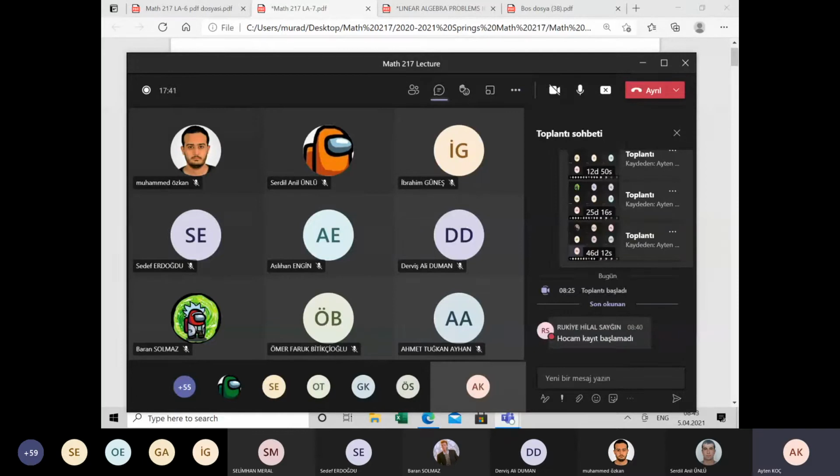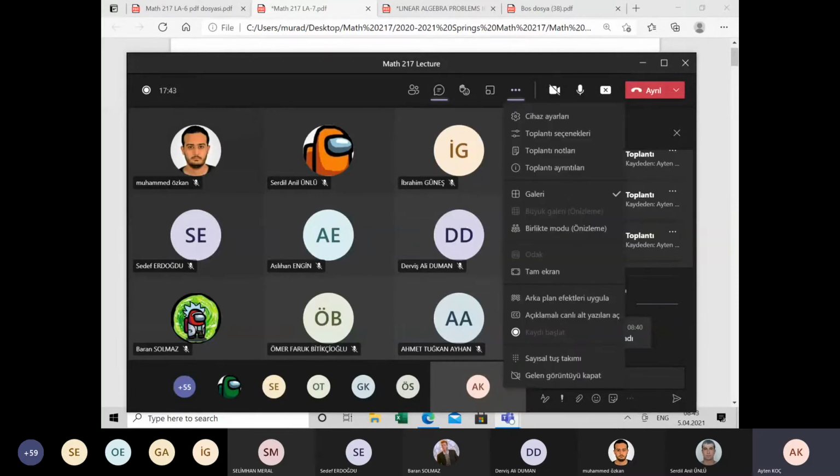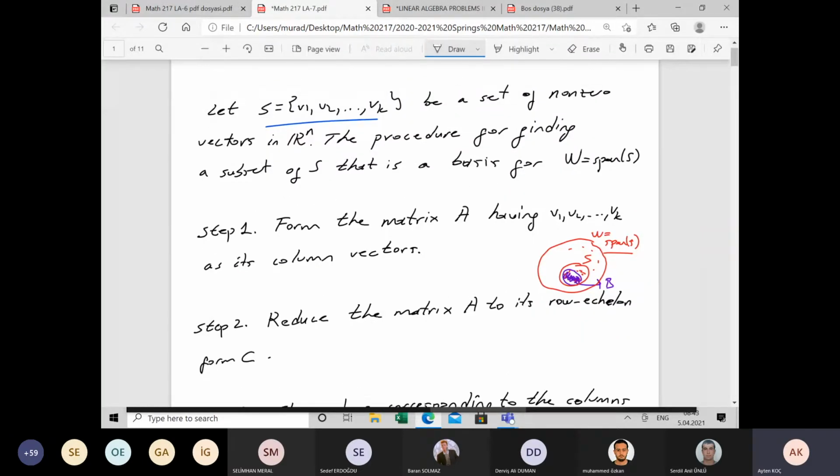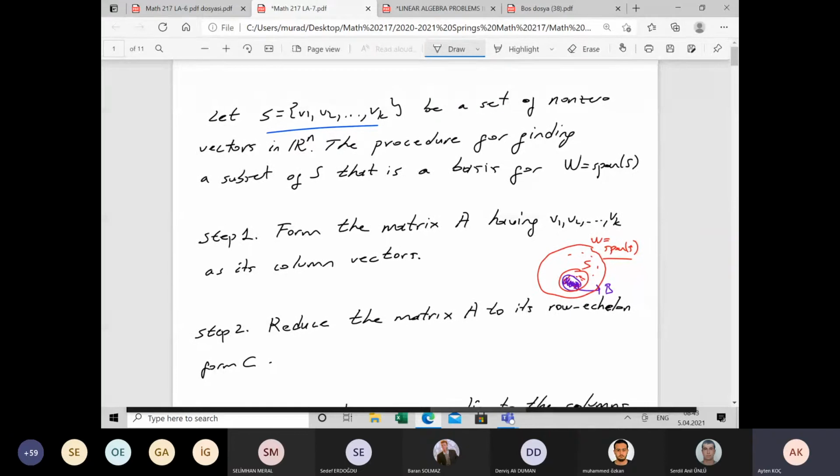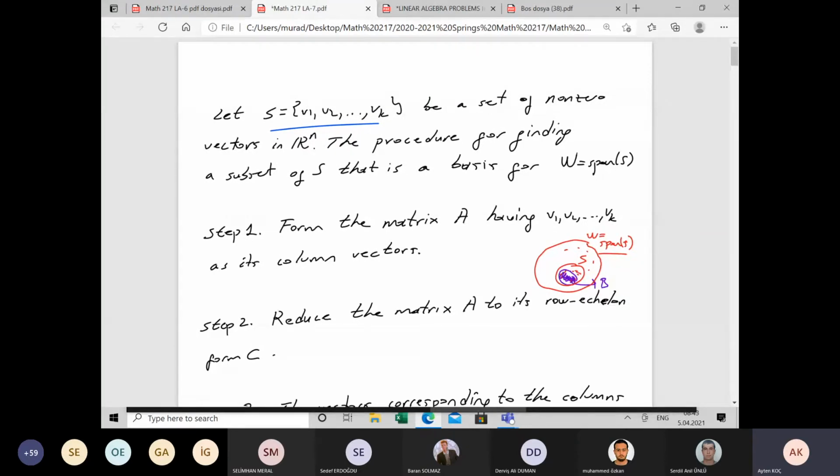Good morning, everybody. Today we will give the procedure for how to find a basis for our space. If we have a set of vectors, we want to find a subset of this set such that this subset should be a basis for our space.